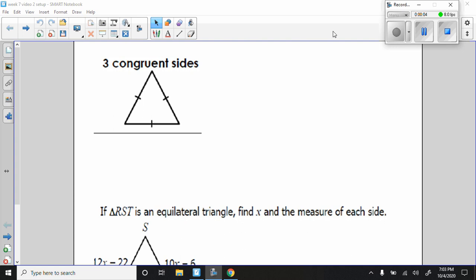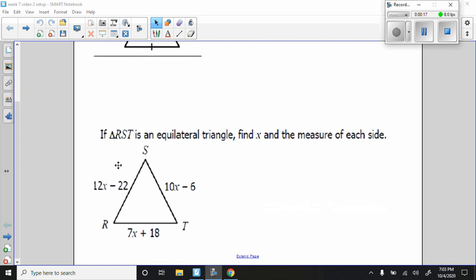Here is the video for equilateral triangles and isosceles triangles. So your little picture here with three congruent sides. Okay, so here's our first little problem to look at. It's a word problem with a picture.